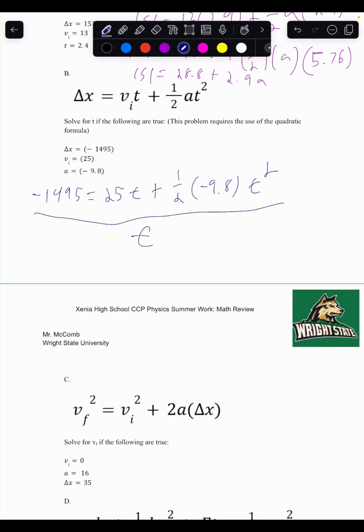Like I can't do this, because then I'll get negative 14.95 over t equals 25 minus 4.9 t. Not quite, right? I still have t right here. So that's the deal. Basically, there's no way to easily solve this this way.